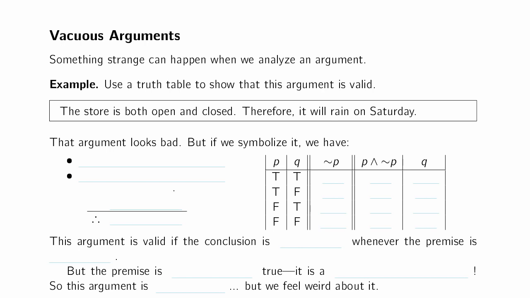Now this argument looks bad. It's obviously dumb. But it turns out that it is valid, though not sound. Our simple statements are, the store is open and it rains on Saturday. We have just one premise, which is the store is both open and closed. In other words, P and not P. And then our conclusion is this totally unrelated statement, it rains on Saturday. Look what happens when we make a truth table.